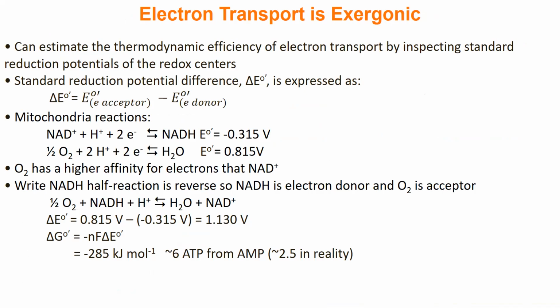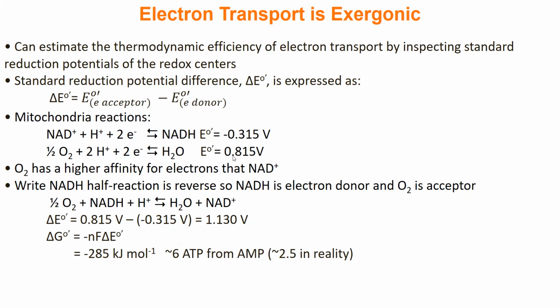So to make something unfavorable, you have to do something favorable. And we can calculate how much energy is produced through this, using everyone's favorite equation, the standard reduction potential equation, where delta E, if you remember, is E acceptor minus E donor. And here are our half reactions for this process as a whole: NADH and oxygen making water. Here are our standard reduction potentials.